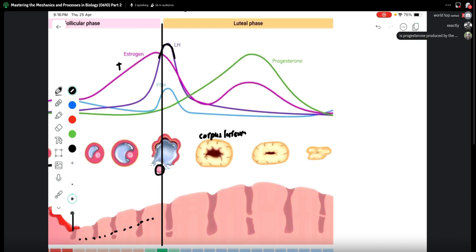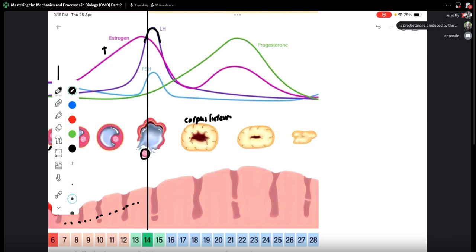In the first few months, if there is fertilization and implantation, the corpus luteum will keep secreting the progesterone. What is the role of the progesterone? Please tell me in the chat. Maintain the uterus lining. The key thing is to maintain the uterus lining. And of course it will also inhibit the FSH and the LH.